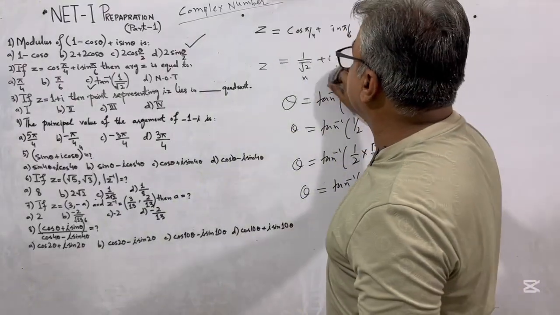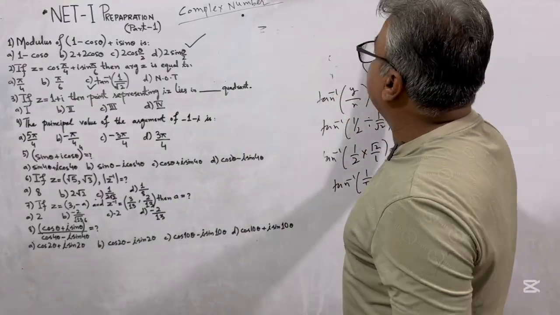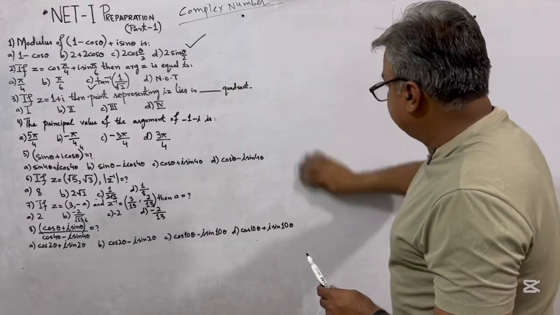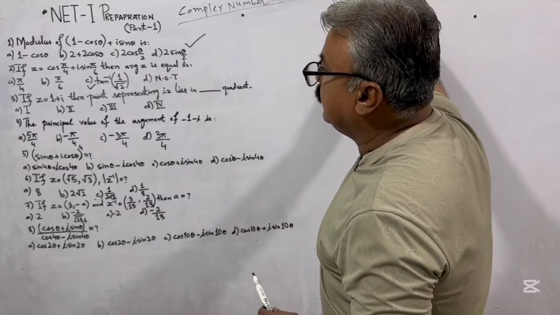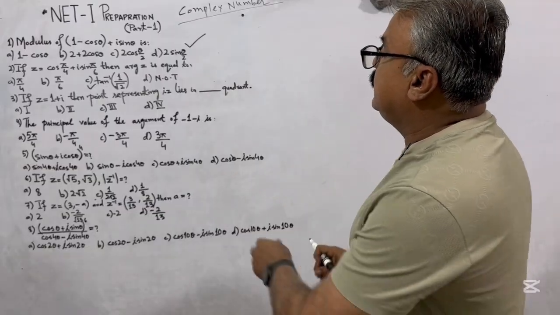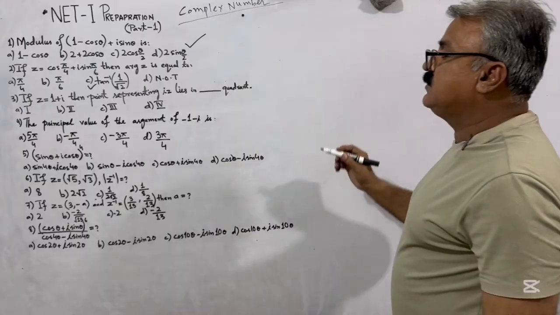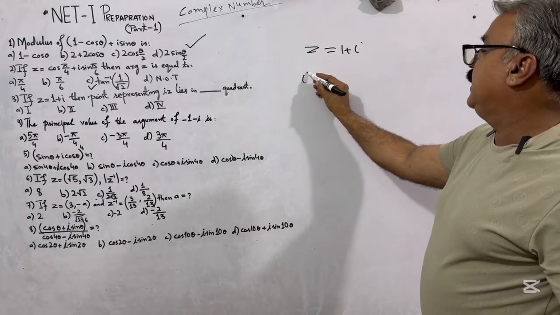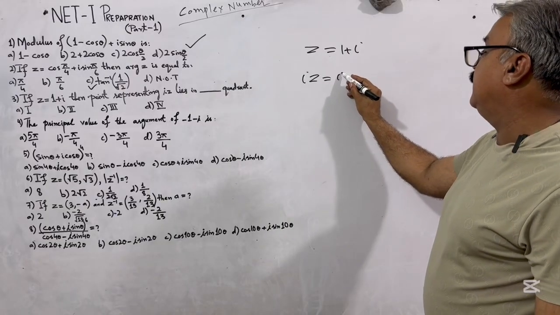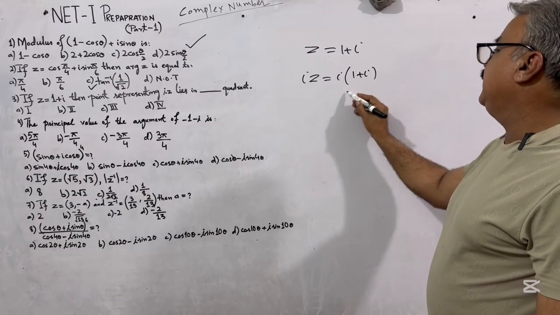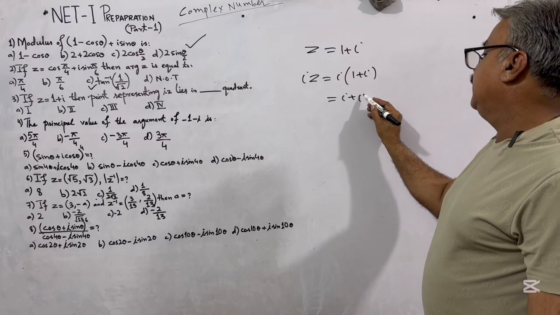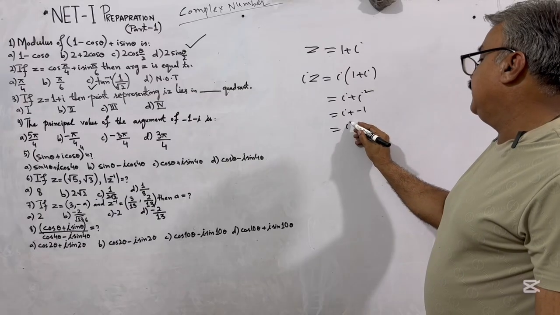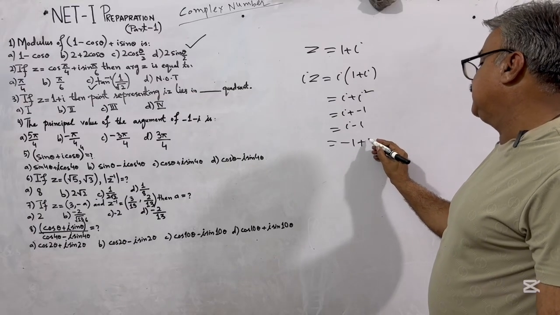Without wasting time, moving towards question number 3: if z is equal to 1 plus iota, then iota z lies in which quadrant? Z is given by 1 plus iota. Cool. We are asked to find in which quadrant iota z lies. Iota times 1 plus iota, tiny calculation, it will become iota plus iota squared. We are familiar that the value of iota squared is minus 1, so it becomes minus 1 plus iota.